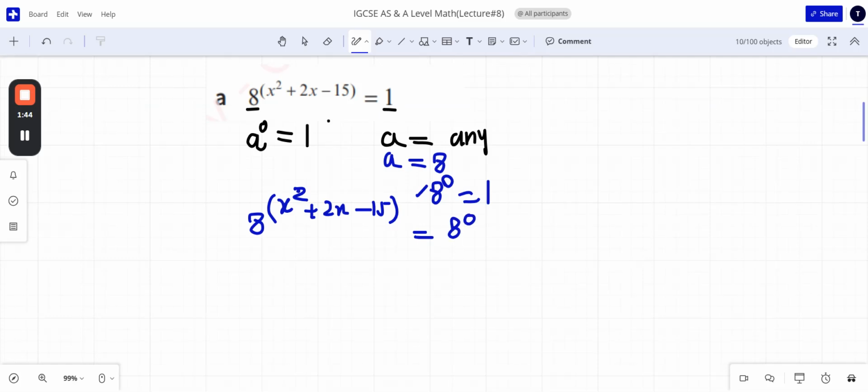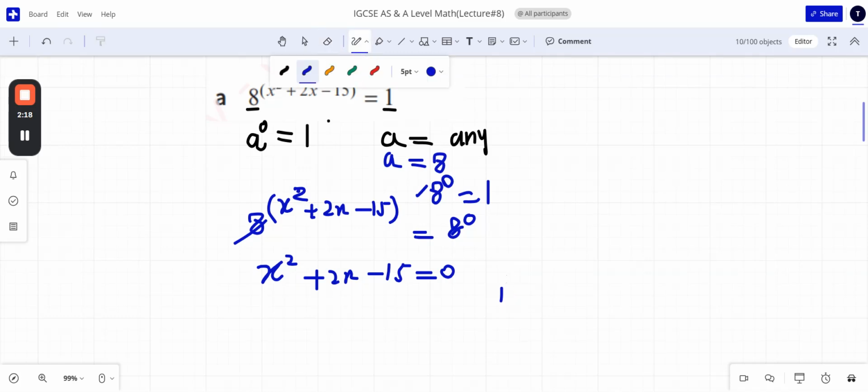Now for exponential equations, again, we can equate the powers if the bases are the same. The bases will cancel out. So what is left? x² + 2x − 15 = 0. Now we will apply the factorization method. 15 times 1 is 15. So the factors of 15 we have 5 times 3. 5 minus 3 is equal to 2, which is our middle term.